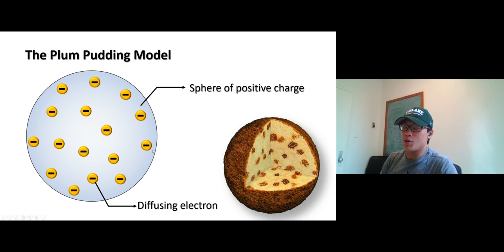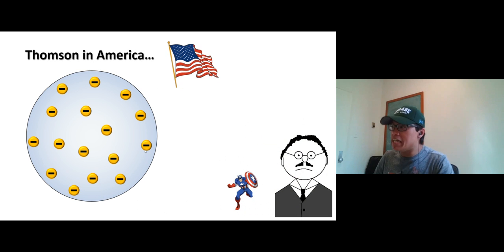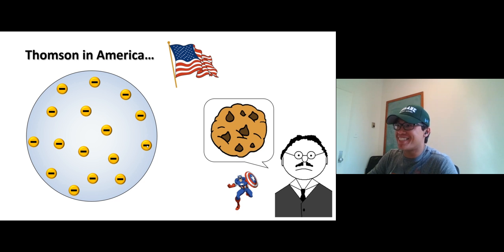But we are in America. Do we have plum pudding dessert? I don't even know what that is. Probably a popular dessert in England. Anyway, I'm just curious, so this is how I try to think about things in a funny way. What if JJ Thomson was born in the United States, an American citizen? What would he call his model? Some of you can guess that. Chocolate chip cookies, right? Just like that.